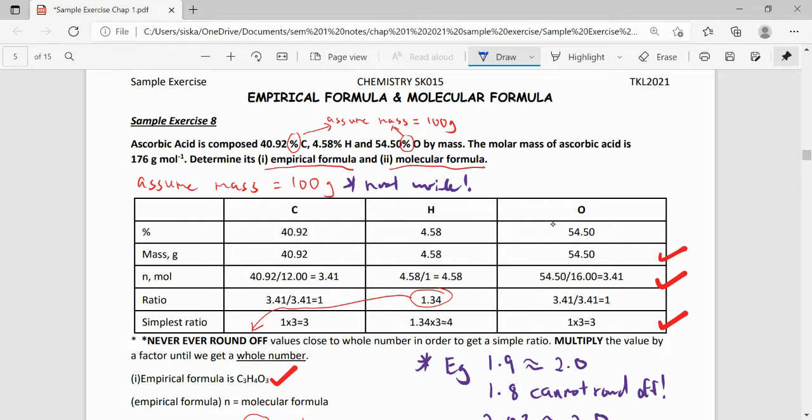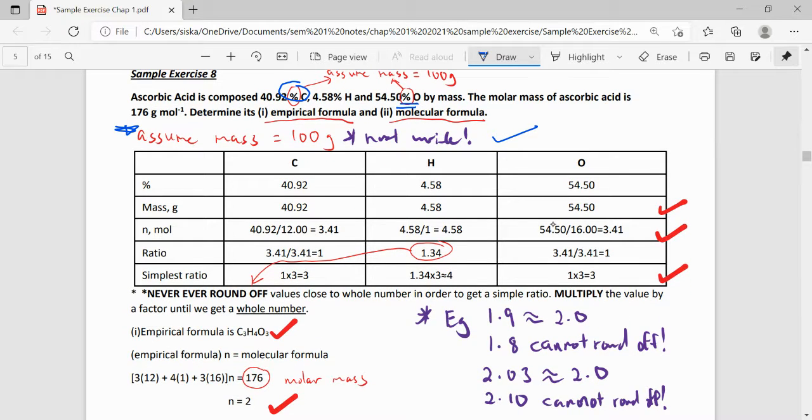Empirical formula and molecular formula. So when you see the symbol percentage, straight away you write down, assume mass equals 100 gram. This is important. Another one that I want to stress is ratio.